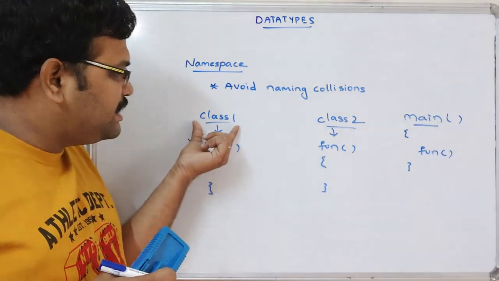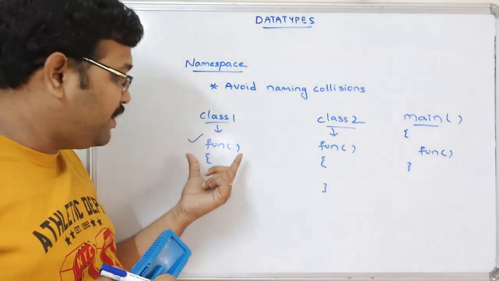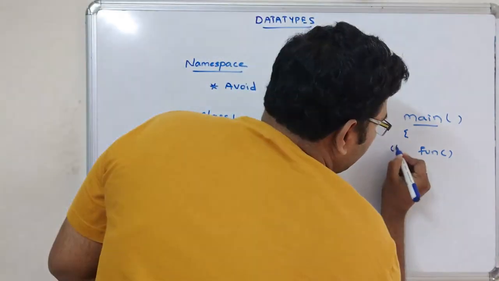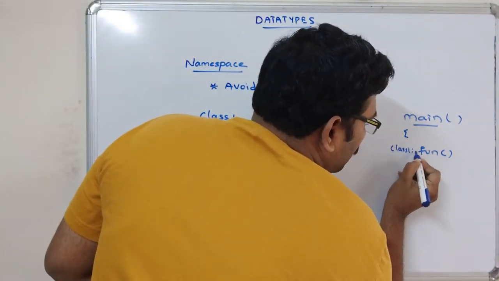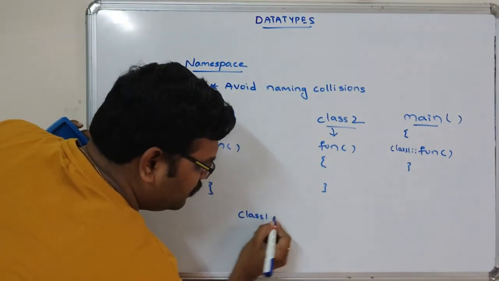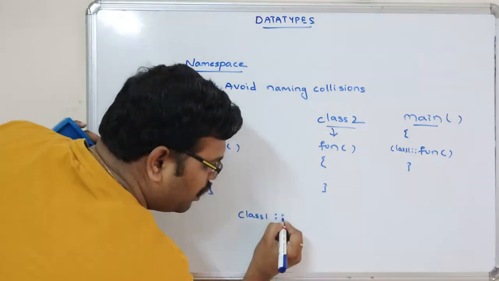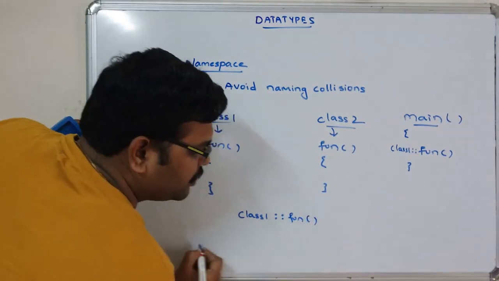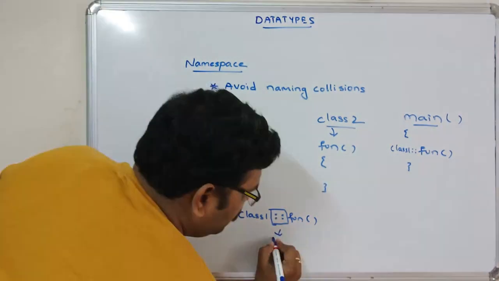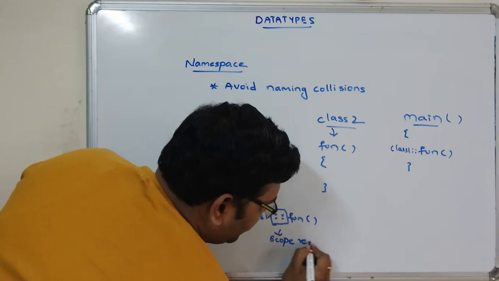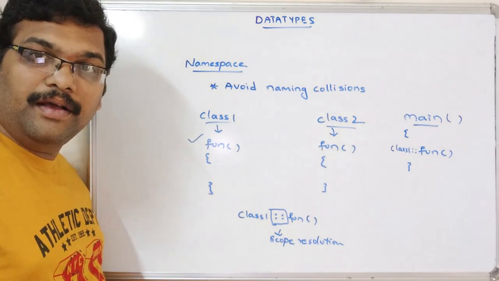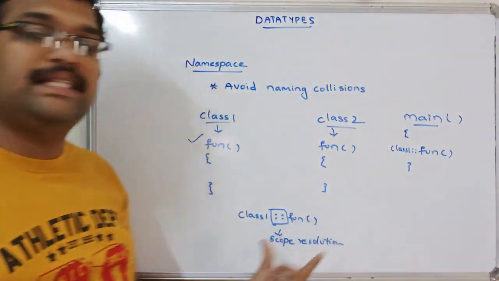If you want to access the function which is under class 1, we have to call this function as class 1, two colons, function. This is called the scope resolution operator. With the help of this one, we can access the function.